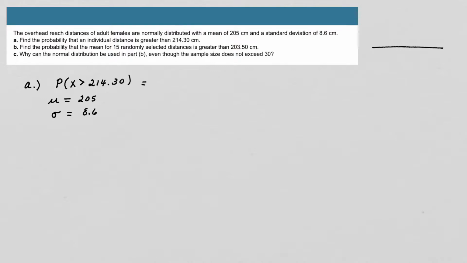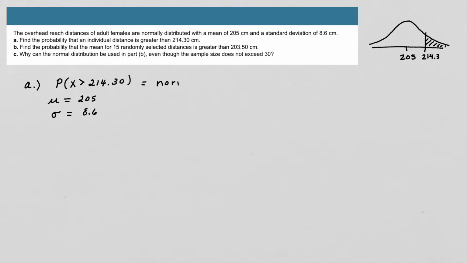So if I draw my normal distribution off to the side, I can see that the mean is 205. We're looking for the probability of getting a value over 214.3. So I'm going to guess that's roughly about here. And this is the area that I'm looking for. So I know that I'm expecting something less than 50%.